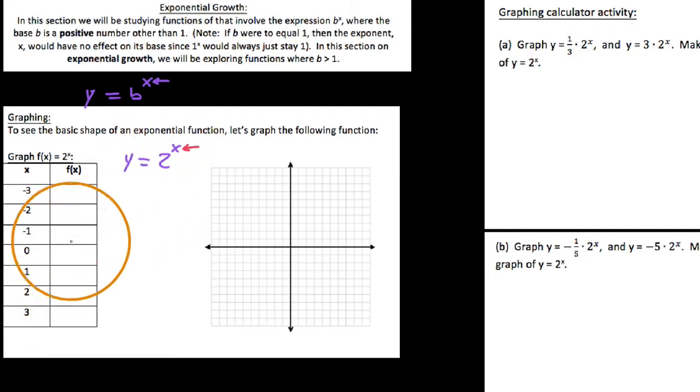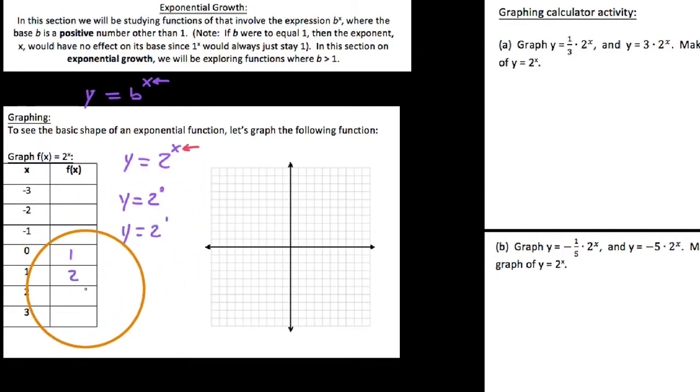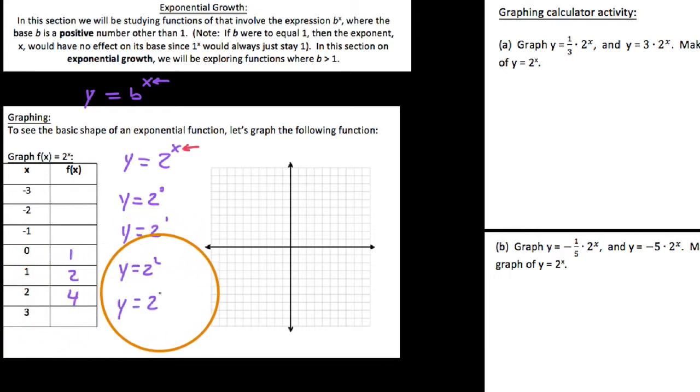So let's start with 0. 0 is an easy one to plug in. If we ask what is f of 0, that's y equals 2 to the 0, which is of course 1. Then y equals 2 to the first gives us 2. And y equals 2 to the second, 2 squared, would be 4.